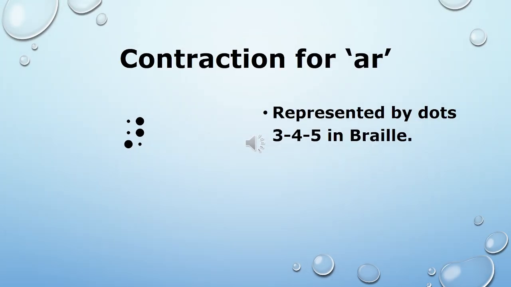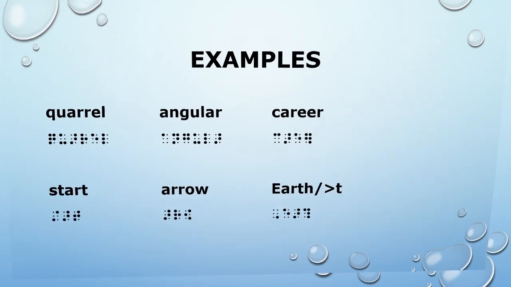Next, we go to the contraction for the group sign AR. AR in Braille is represented with the dots 3, 4, and 5. So let's go straight to the examples.